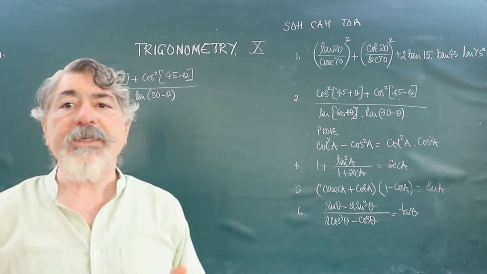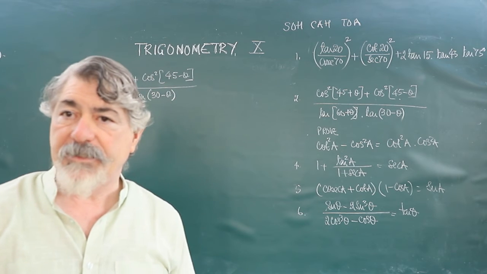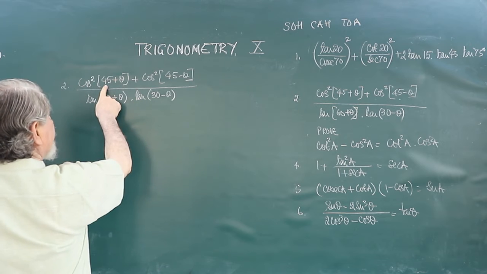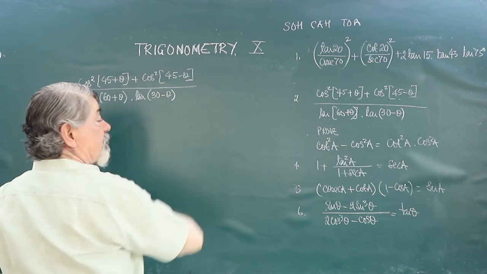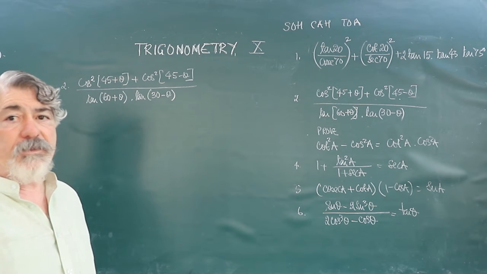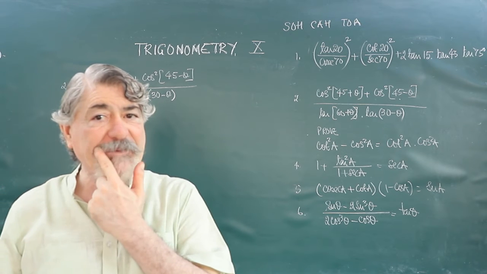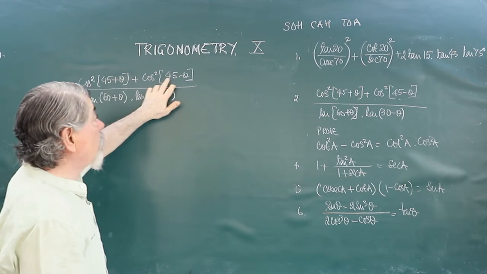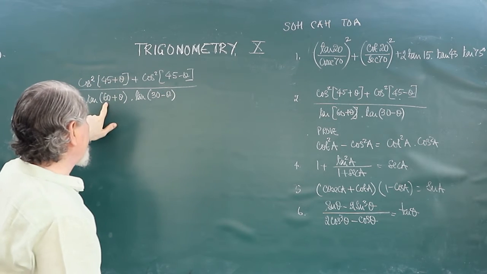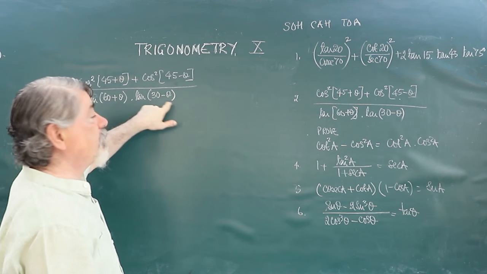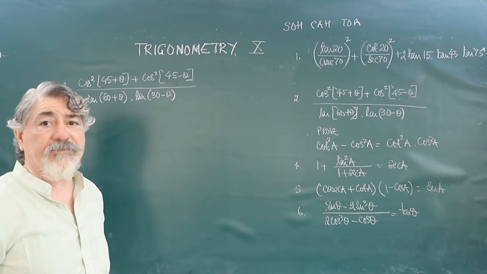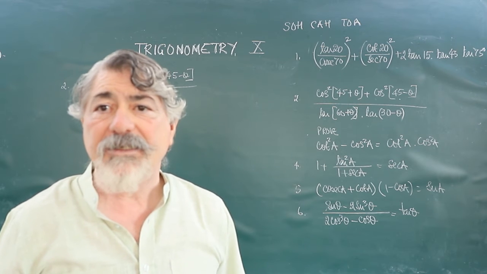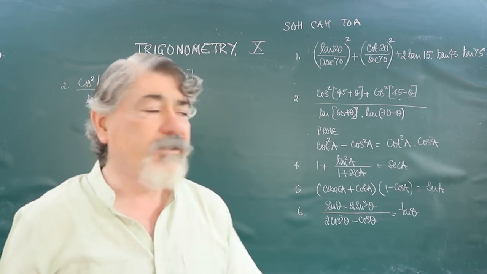Now again just look into them, they are complementary angles. How are they complementary angles? 45 plus theta, 45 minus theta, if you add, what will you get? Theta, theta will cancel, 45 plus 45 will become 90. So these are complementary angles. Similarly, 60 plus theta, 30 minus theta, what will you get? 90 again. So they are complementary angles.